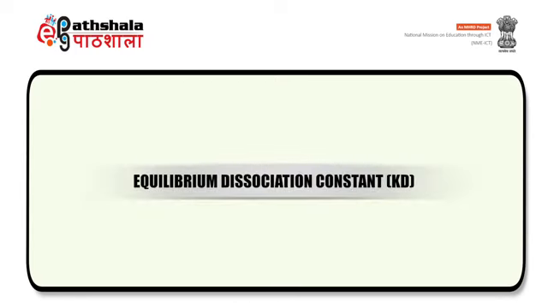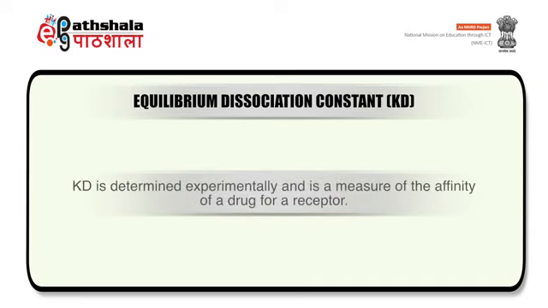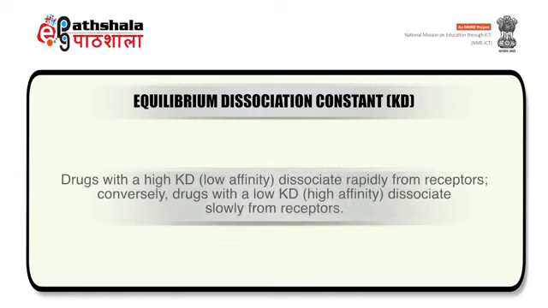Now we will be discussing the equilibrium dissociation constant. The concentration of a ligand that occupies half of a particular receptor population is called the dissociation constant. Kd is determined experimentally and is a measure of the affinity of a drug for a receptor. Drugs with a high Kd or low affinity dissociate rapidly from the receptors. Conversely, drugs with a low Kd or high affinity dissociate slowly from receptors.